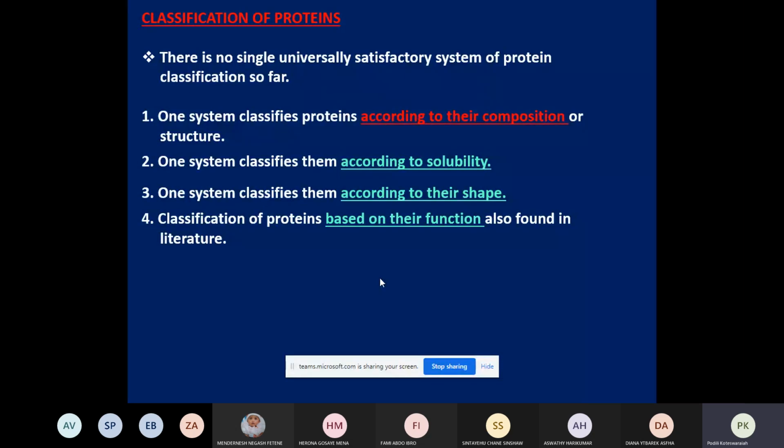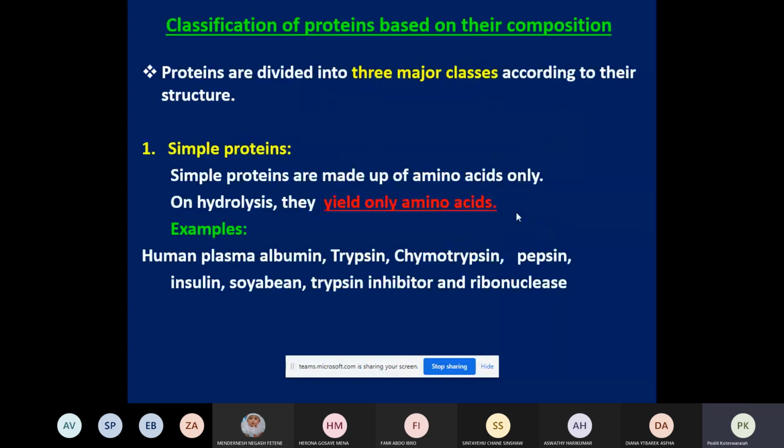So coming to the classification of proteins, proteins are classified in various ways: based on their composition, based on their solubility, based on their shape, and based on their function. Based on their composition, the proteins are classified into simple proteins, conjugated proteins, and derived proteins. Simple proteins are built with only amino acids. That means when a simple protein is hydrolyzed, we get only amino acids.